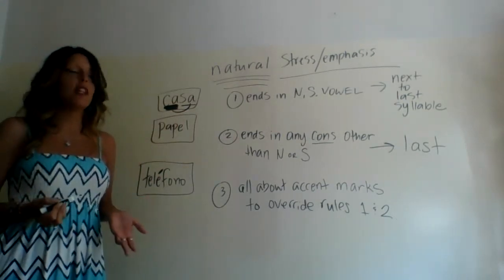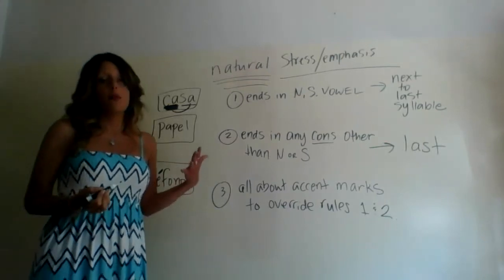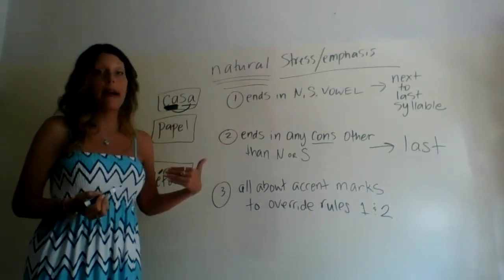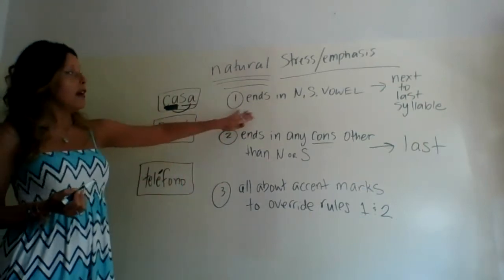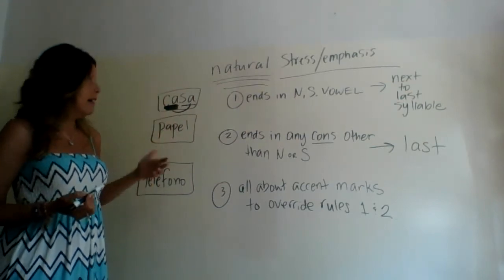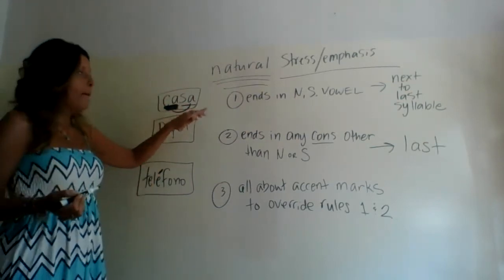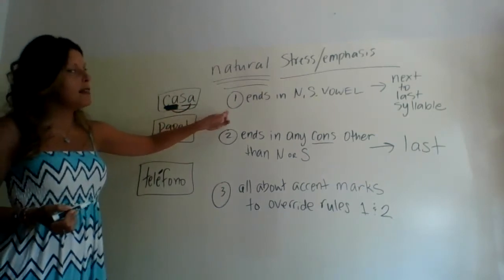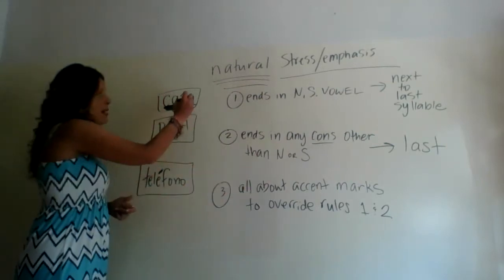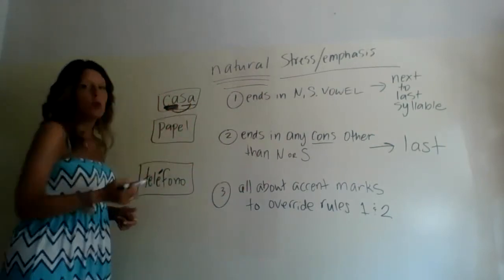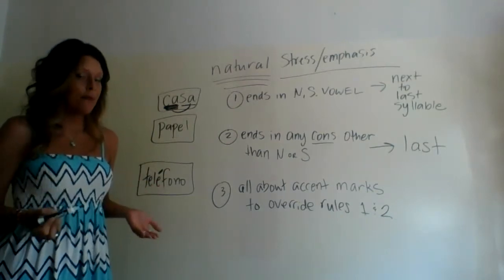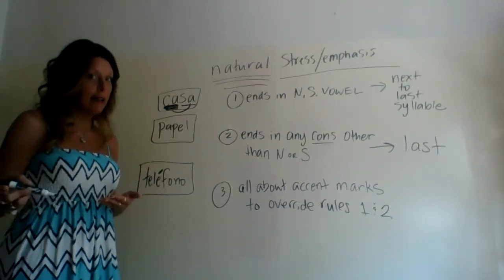We don't care how close it is to the front of the word. We only preoccupy ourselves with how close it is to the back, because we're counting from the back of the word. So the word casa is pronounced casa and not casa, because of rule number 1, since it ends in an N, an S, or again, in this case, a vowel, the natural stress will be on the next to last syllable. And that is the reason for which we pronounce that word casa and not casa.